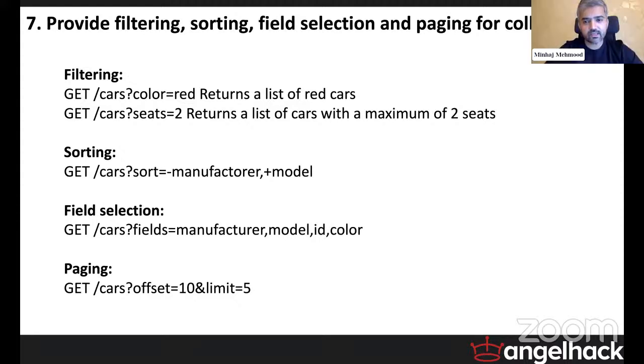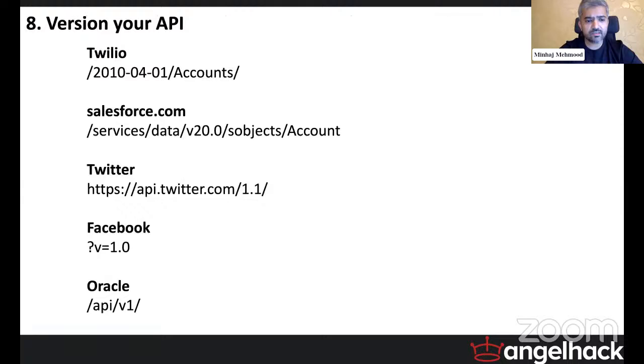Okay. All right, so the next one, this is also very important: versioning your API. Why versioning is important? These are some examples of how different companies version their endpoints. Twilio adds the date in their endpoints. Salesforce uses a version like 20.0 in their endpoints. Twitter also adds the version number in their endpoints. Facebook takes it as a parameter, not part of the endpoint. Oracle, it's part of their endpoint. Now why is versioning important?